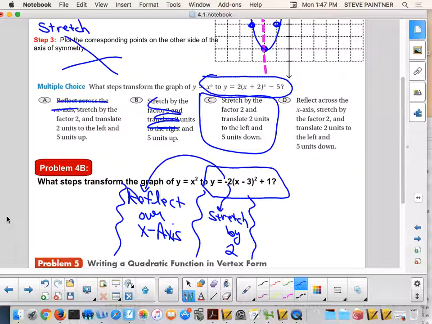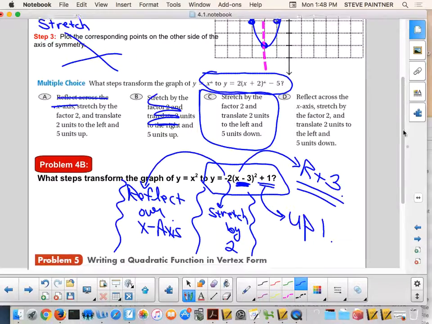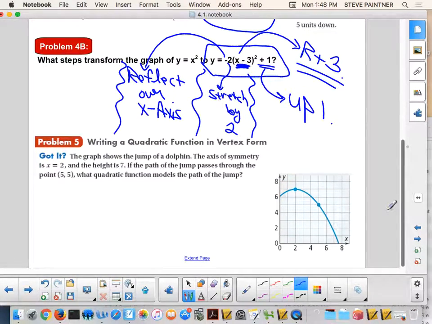I know it seems kind of picky, I get it, but 2 means something, negative means something. Molly, what's this mean? Right 3. Agree? Yes. Lewis, what's this mean? Up 1. Boom. Done. This is stuff on your assignment today, guys. All you have to do is say these words. Are you okay? Yeah. Okay.